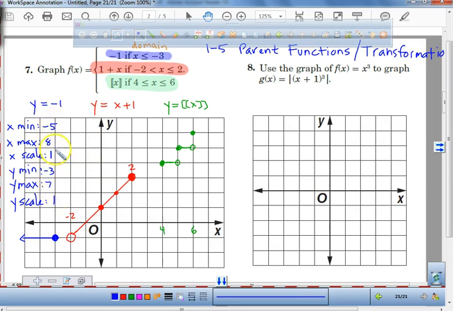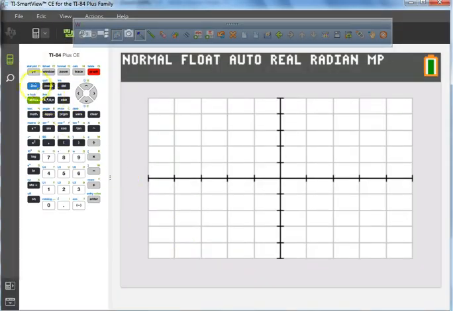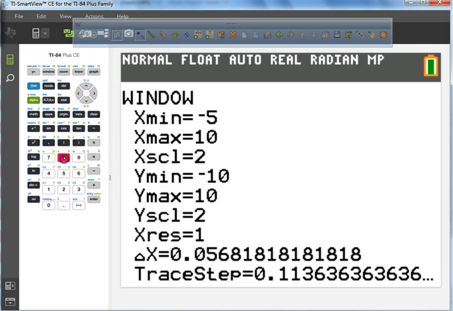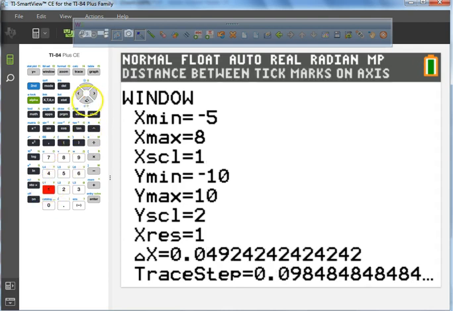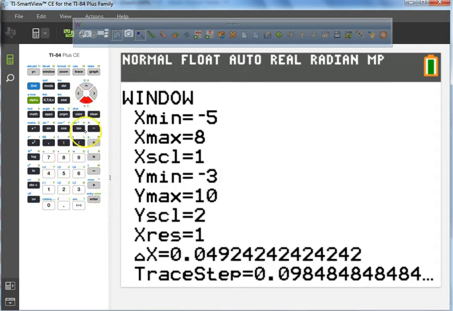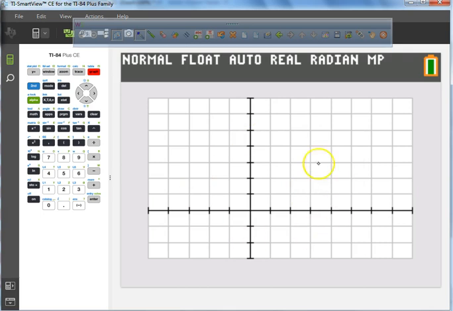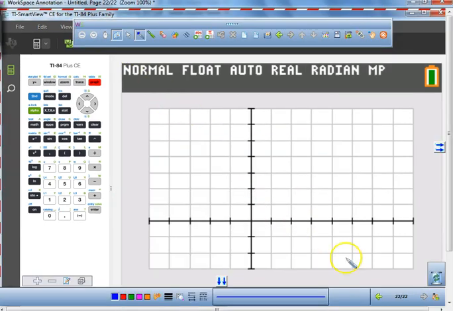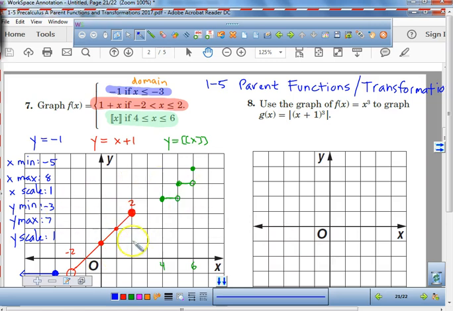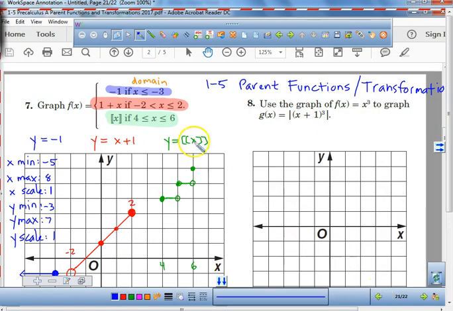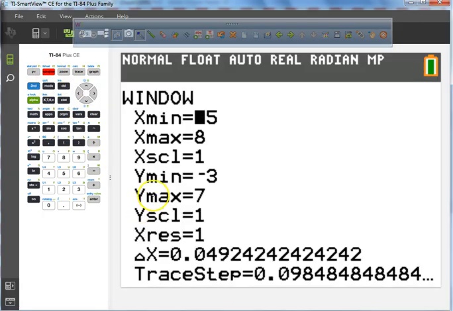So we're going to type this into our graphing calculator right now. Go to your calculator, go to window. We're going to make the x minimum -5. Maximum was an 8. Scale we're doing 1. Y minimum -3, and the y maximum 7. And make sure your y scale is at a 1. So when I hit graph, this graph right here should be the same graph that is on your paper. Right now we have an empty graph. We don't have any functions yet, but your window settings should be this right here. So make sure those are your window settings.